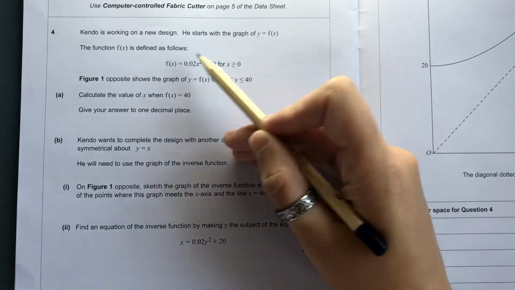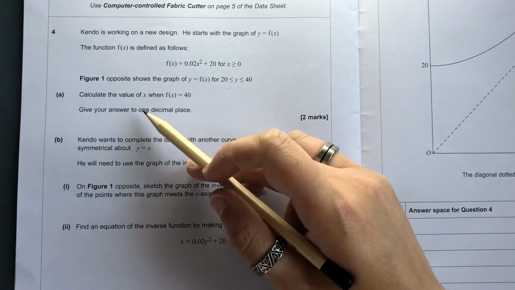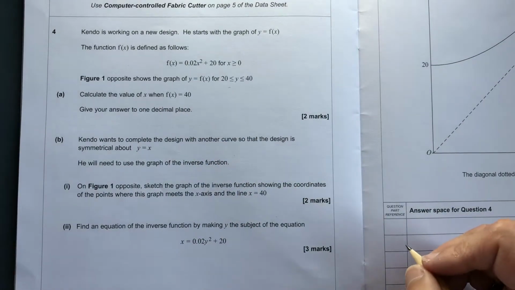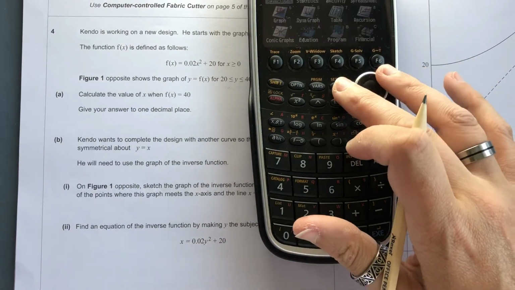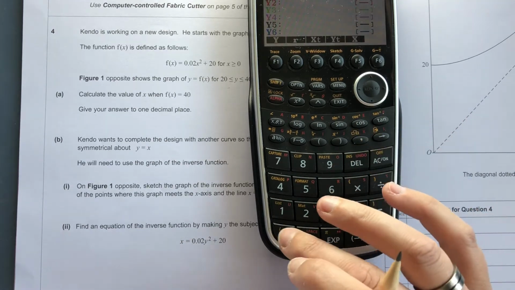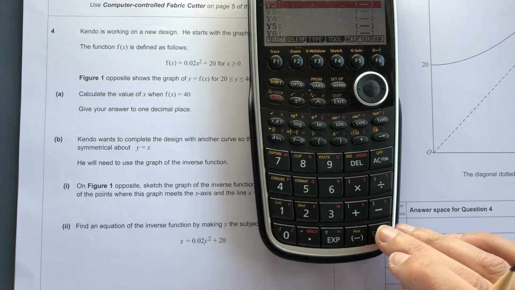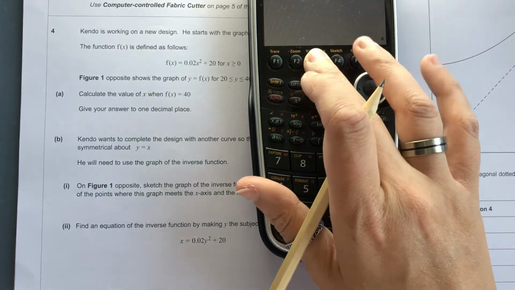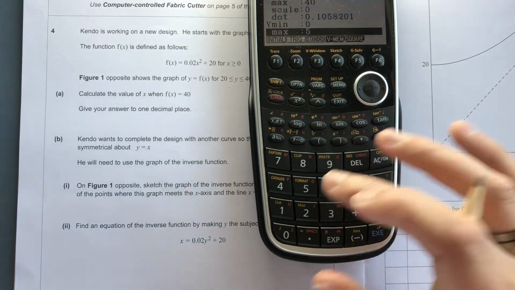Okay, we've got this graph. It's true for 20 to 40. So we want x when this equals 40. So if we go into our graph, we've got 0.02x squared plus 20. And we've got a view window of 0 to 40 and 0 to 40.